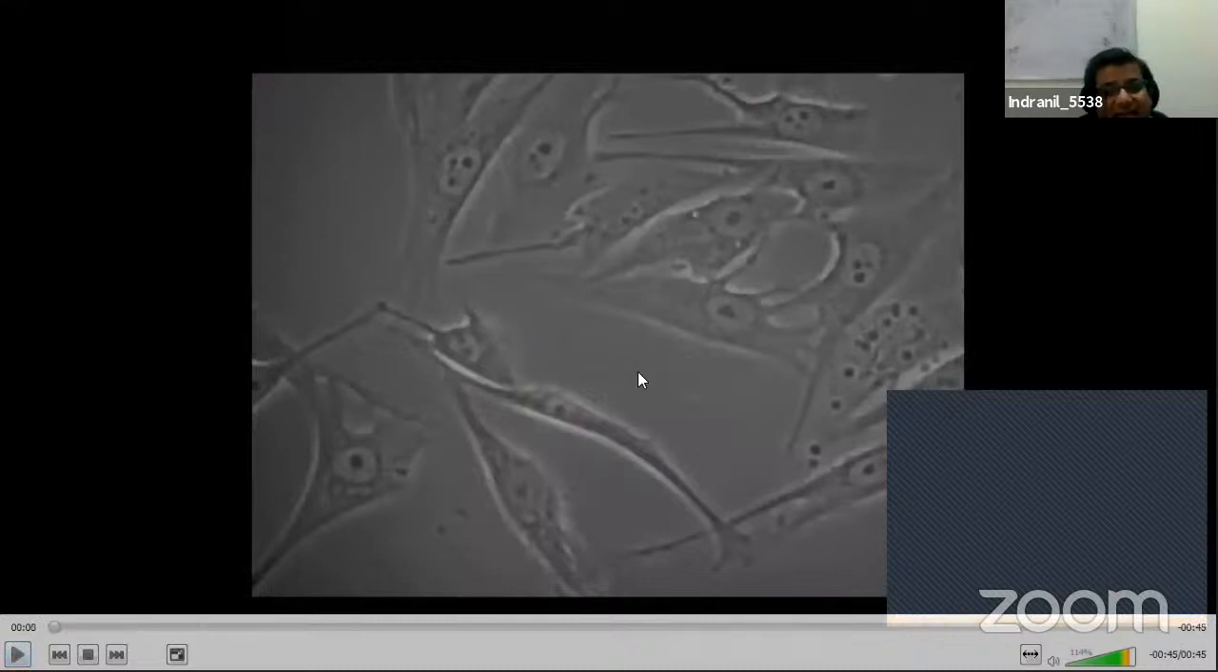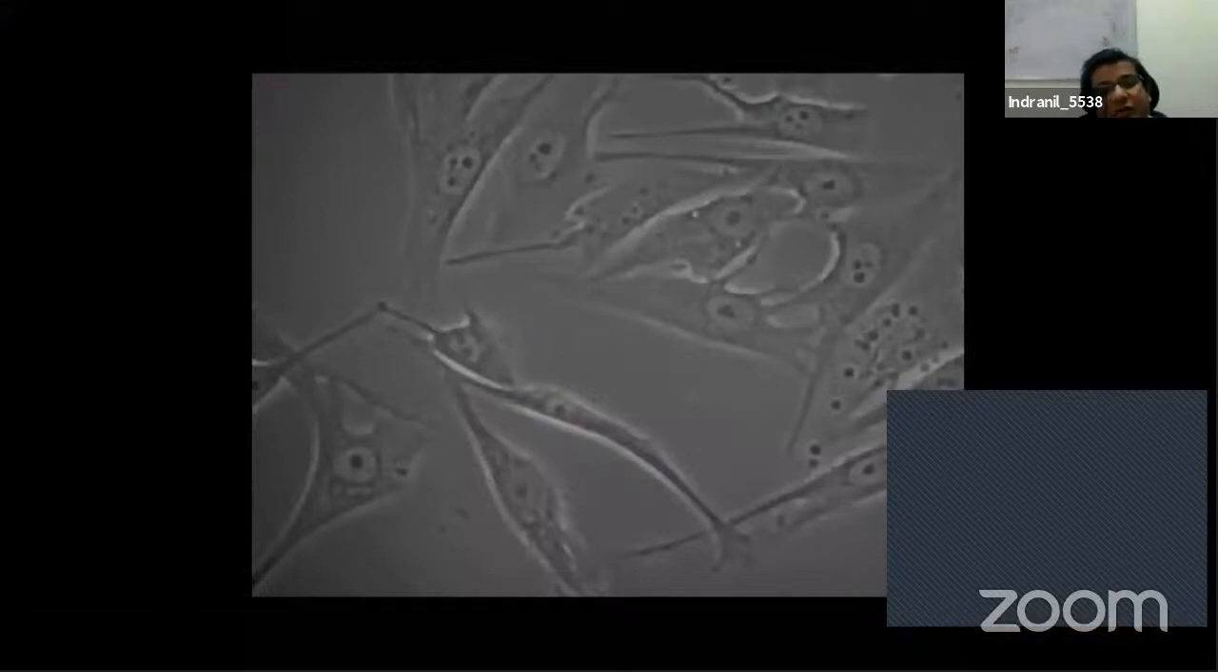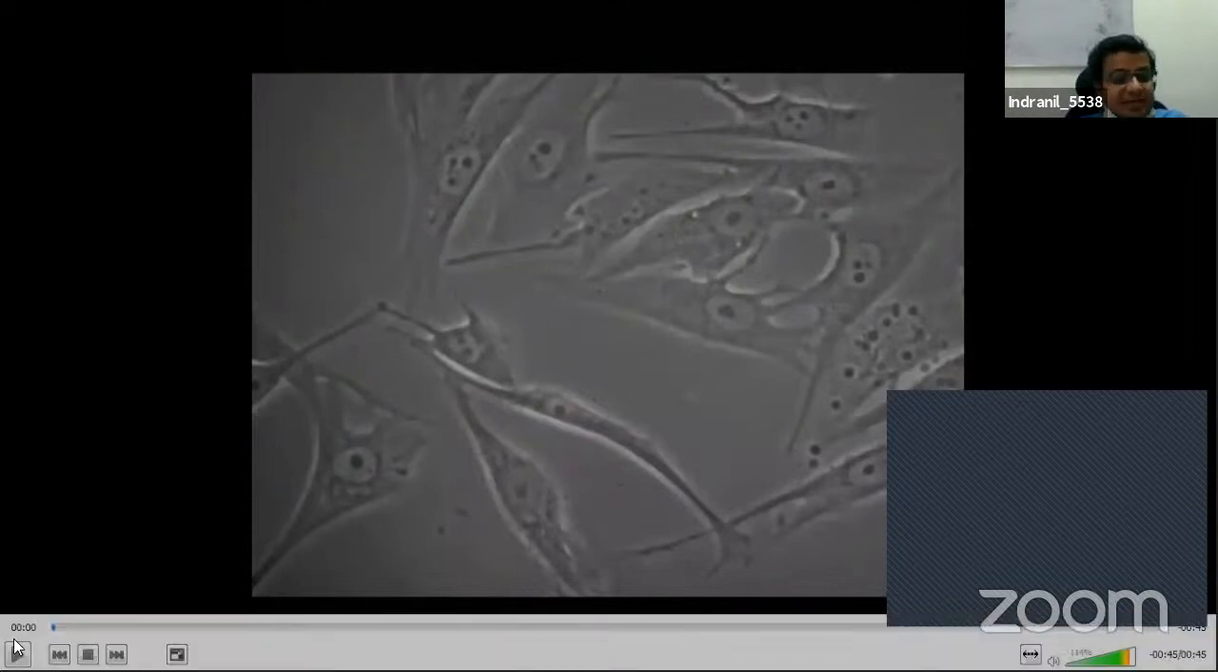So this is the cell. This is one kind of cell. Here I will show you how this giant plasma membrane vesicle can be generated from the cell and how it looks like.